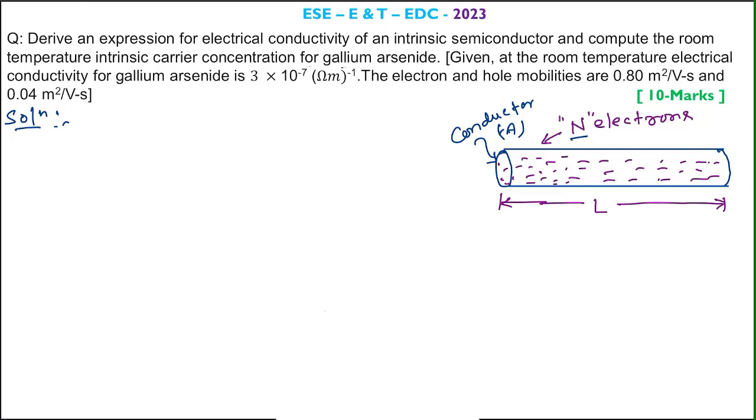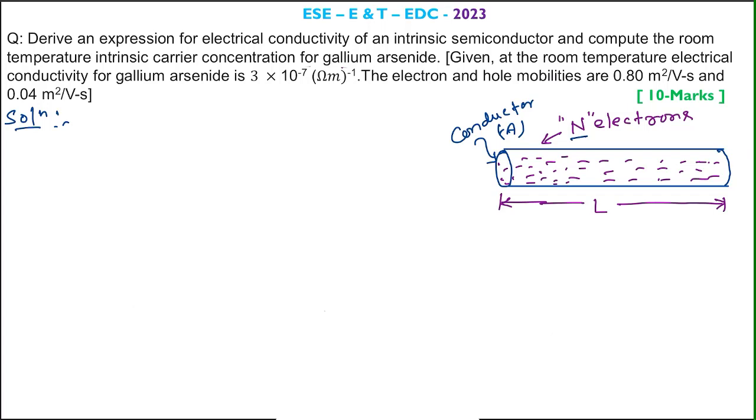So the question here is: derive an expression for electrical conductivity of an intrinsic semiconductor and compute the room temperature intrinsic carrier concentration for gallium arsenide. Given that at room temperature the electrical conductivity for gallium arsenide is 3 × 10^-7 ohm^-1 meter^-1. The electron and hole mobilities are 0.80 m²/V·s and 0.04 m²/V·s.